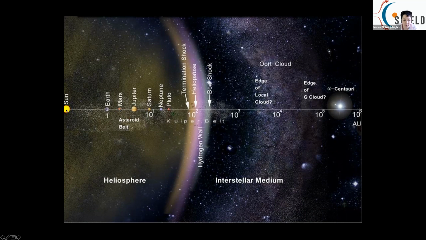Okay, so you heard a lot about space weather, the sun, 1 AU. Now we're talking about scales of 100 AU, and you can think that the nearest star, Alpha Centauri, is more than 10 to the 5 AU.